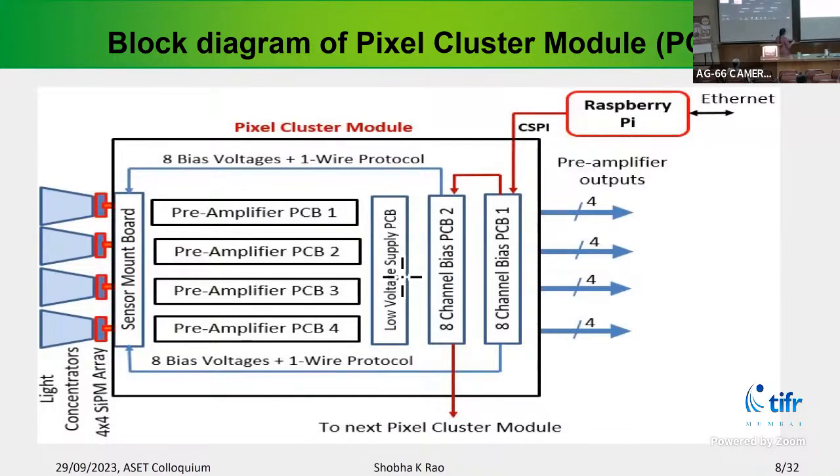We have a complex biasing system, and programmable biasing is necessary. That is controlled by a Raspberry Pi at the camera. And this Raspberry Pi talks to the remote control PC at the main control. I'll talk about this in detail. And what you see here is 16 sensor outputs going to the back end.